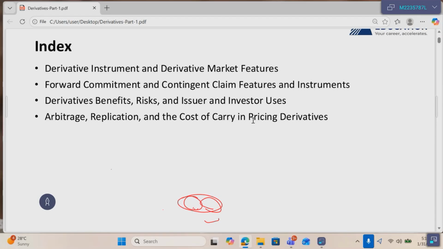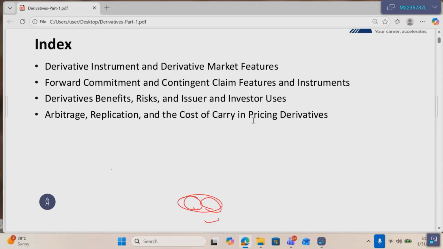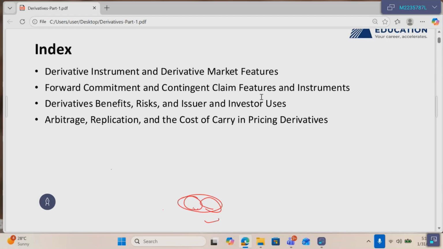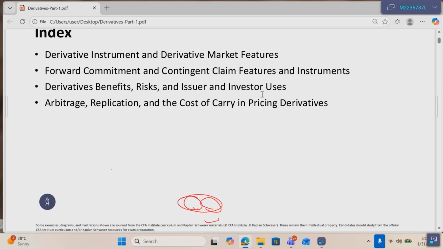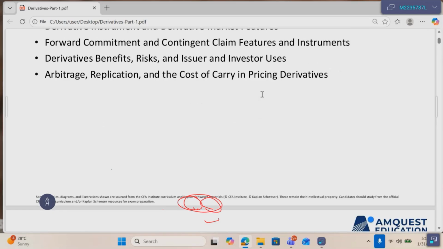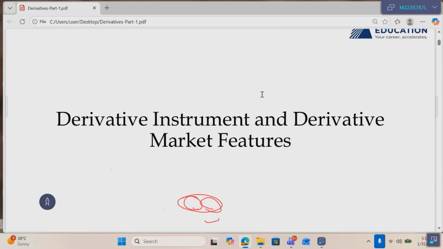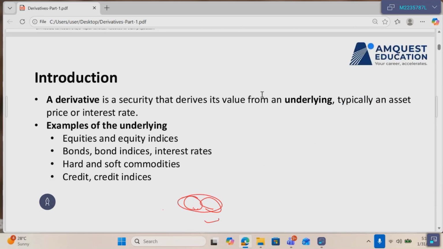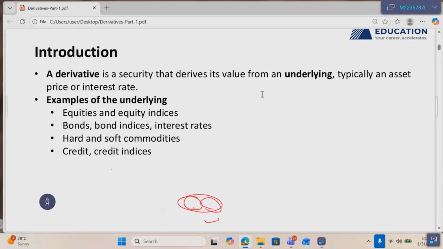Okay. I hope many of you know the concept of what exactly derivatives are and what they mean. We'll cover derivative instruments, look at what the derivative market has, the features, commitments in the derivative market, and obviously how it's used to benefit the users and how it helps to mitigate the risk. Okay. Now, before we really go to that, let's understand what exactly is a derivative.